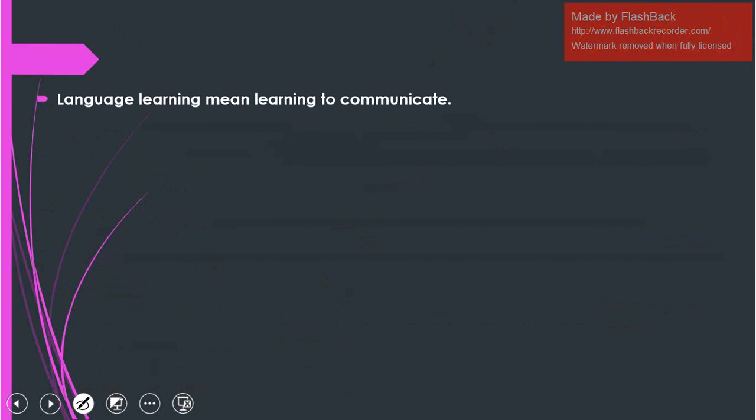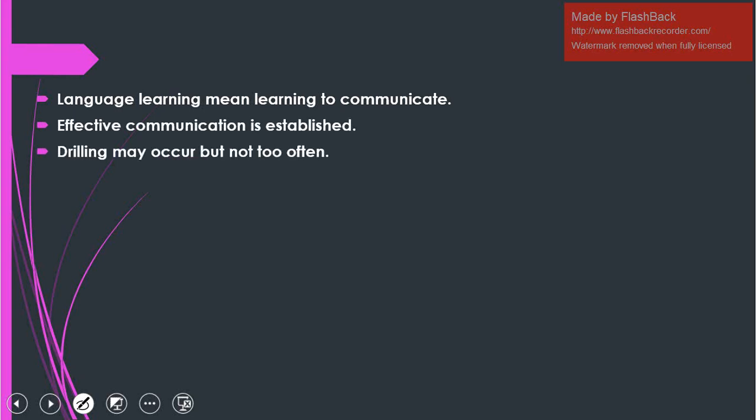Next is language learning meaning learning to communicate. The way you can communicate is the way you learn the language. If you are okay in communication, and you can communicate in the target language, even if your grammar is bad, still you're good at it, then your language has been learned. Effective communication is established, the same point. Drilling may occur but not too often, like drilling in the audiolingual method. You can ask students to drill something or to practice some dialogues, but not too often.